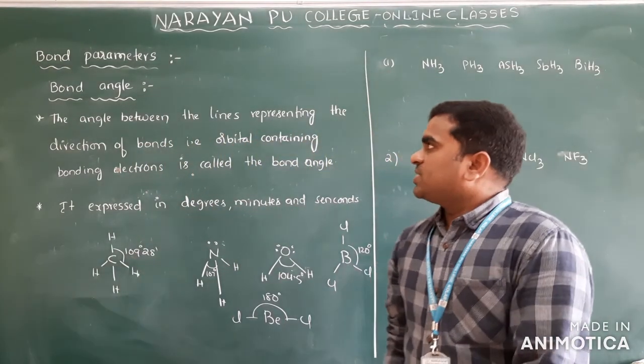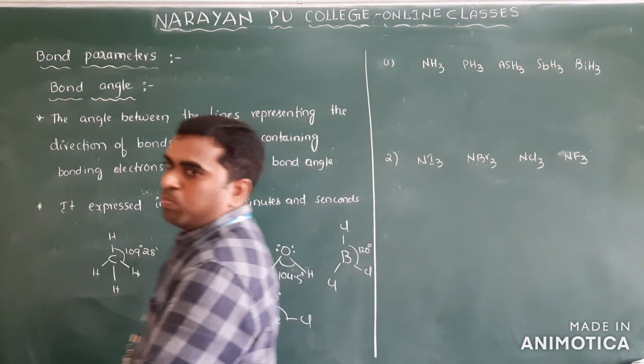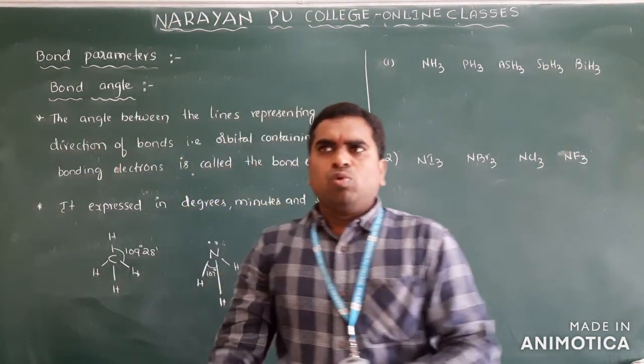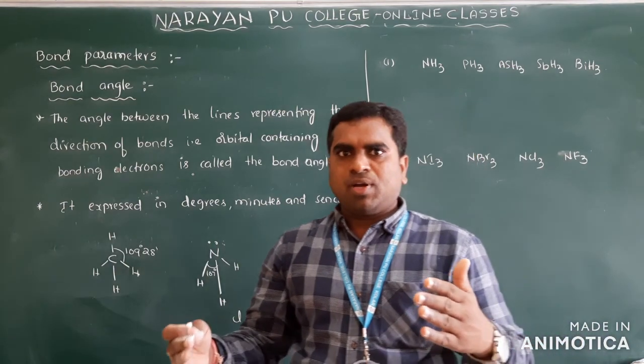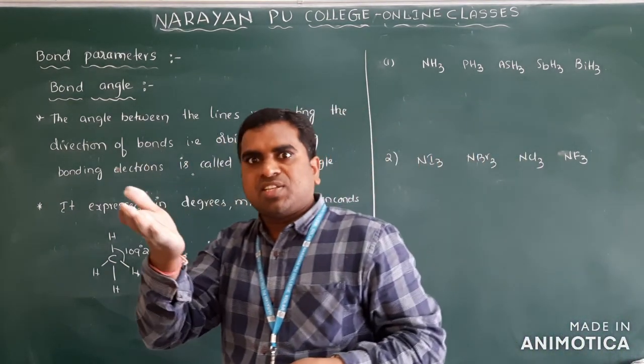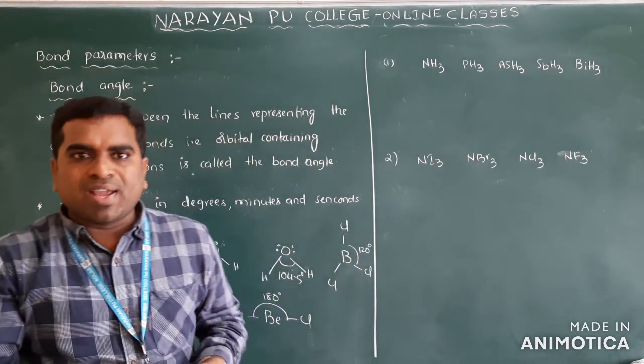So next concept is here. Next bond parameter is bond angle. Clear? What does bond angle mean? We will write the structures, and we will represent the bonds with lines. Lines represent the bonding electrons.